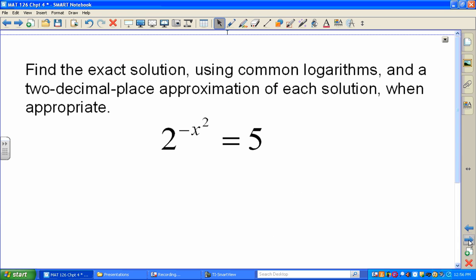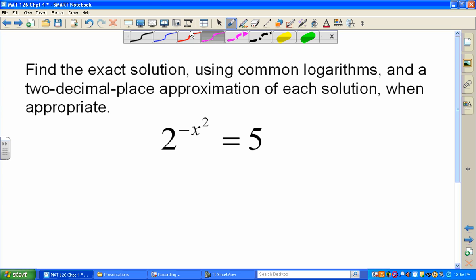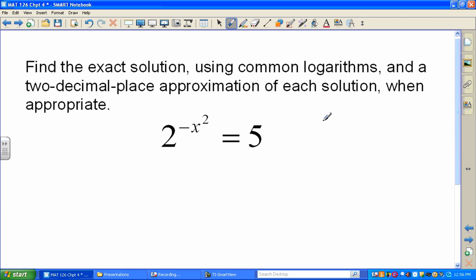All right, ready? Find the exact solution. Are you ready to do this one on your own? You can do this one easy on your own, can't you? So it's 2 to the negative x squared. Most people don't like an exponent raised to an exponent, but you get used to it after a while. Exponents raised to exponents raised to exponents. You can keep going as high as you want. Infinity and beyond.